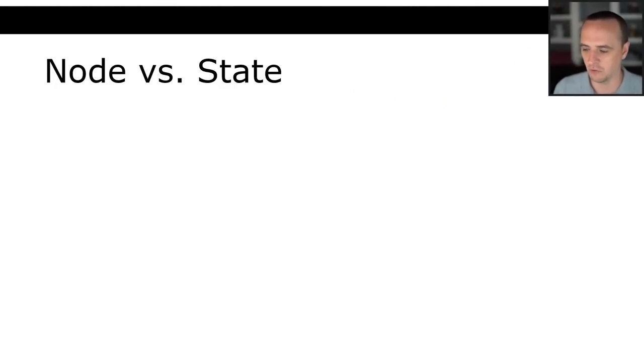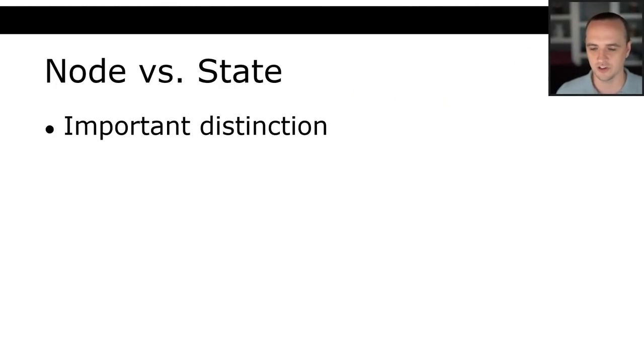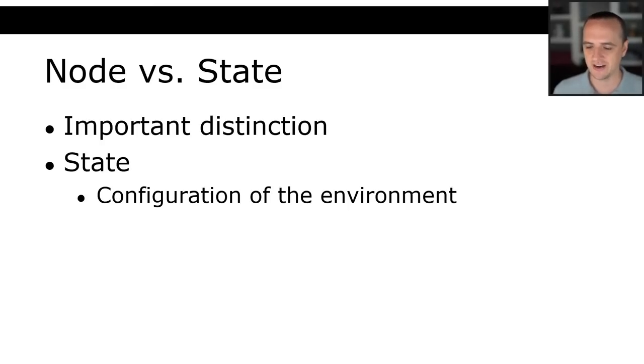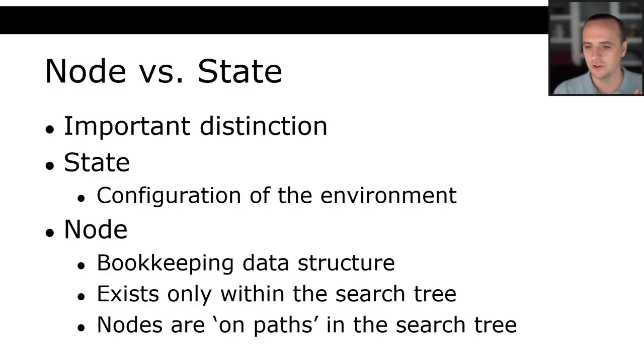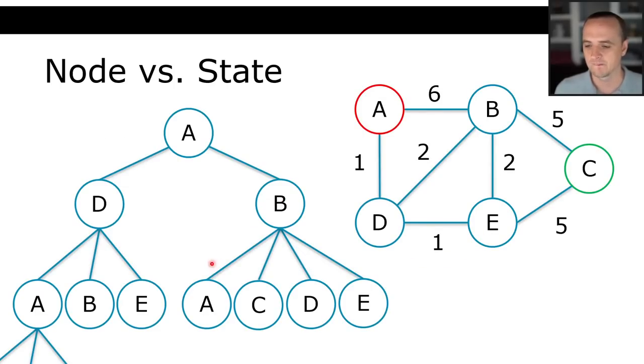So again, I'm driving this home because it's very, very important. There is an important distinction between nodes versus states. A state is a configuration of the environment. So I'm in St. John's, for example. A node is a bookkeeping data structure which only exists within a search tree, and a node is on a path in the search tree. So this node right here is currently at state A, and it has gone on the path from originally being at state A, moving to state B, and then going back to state A. So nodes are parts of paths in the search tree, and states are just configurations of the environment. All right, I won't repeat it again. Just rewind it if you want to get that distinction again.